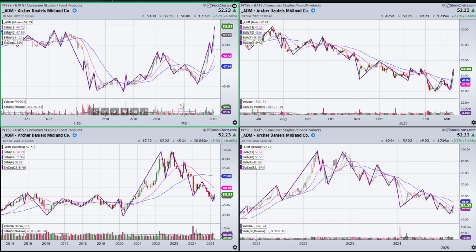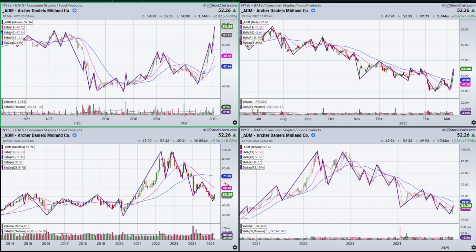Okay, so the first example I want to use is Archer Daniels Midland. I'm going to focus in on the zigzag. We want to just keep an eye out for the price action in each one of these four time frames. I've got the monthly here, a weekly in the bottom right, a daily in the upper right, and then the hourly in the upper left. And we're going to look at all four of these time frames in these examples.